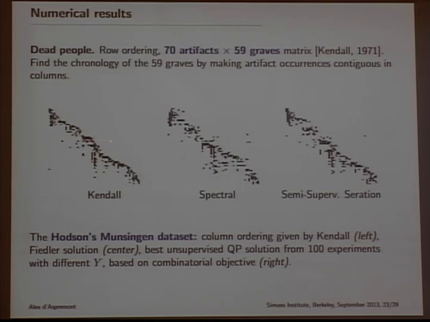continuous ones, the C1P property over rows. Okay, so you permute the columns, which define the chronology, so that the presence or absence of an artifact is contiguous in the rows. Okay, and so on the left is Kendall's original solution, and that's 1971.